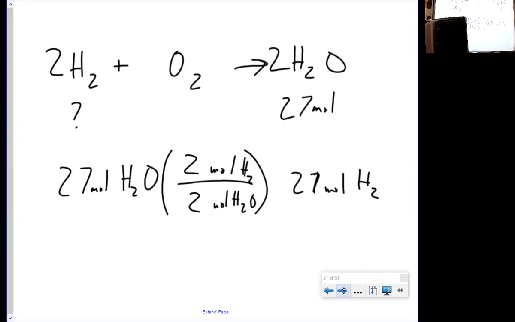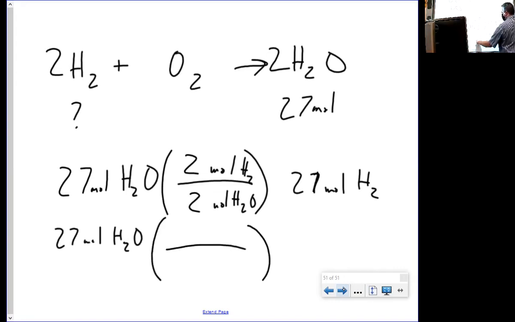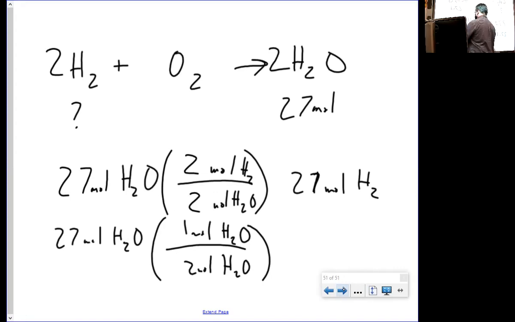If it had been oxygen, we'll take 27 and do what to it? Divided by 2. 27 divided by 2 is 13 and a half. 13 and a half moles of oxygen. Is it possible to have half a mole? Yes. Absolutely. It's not possible to have half an atom or half a molecule, but you can absolutely have half a mole.